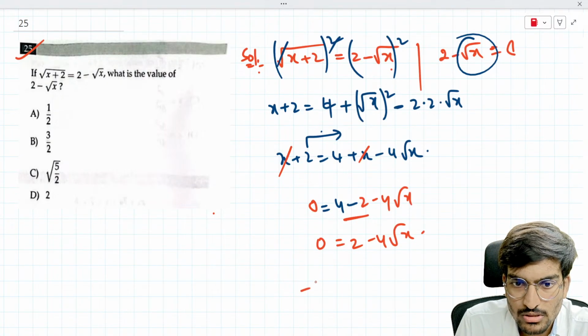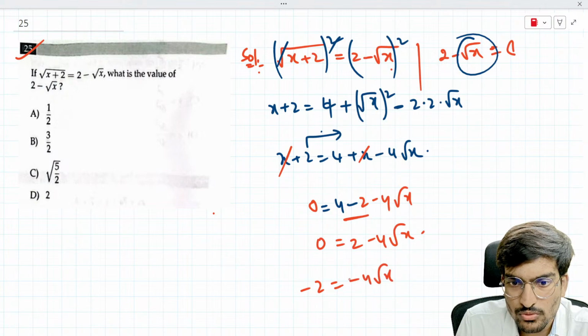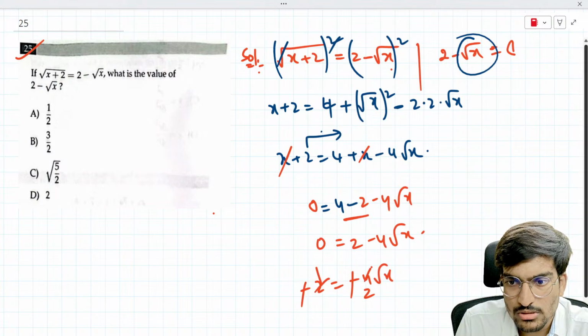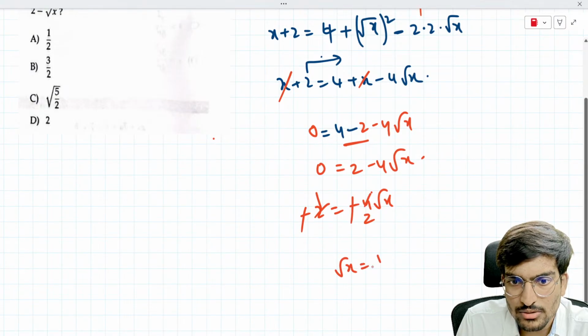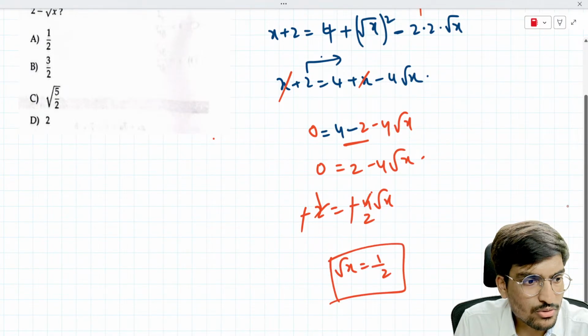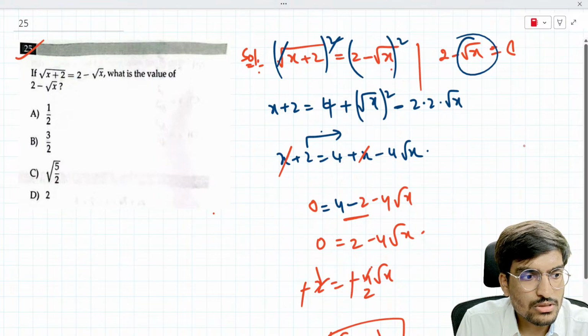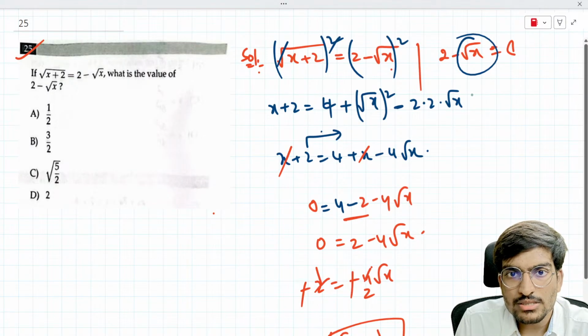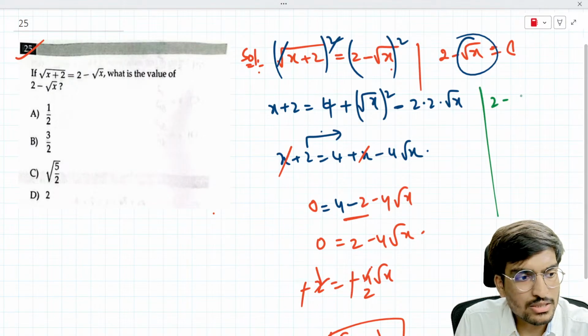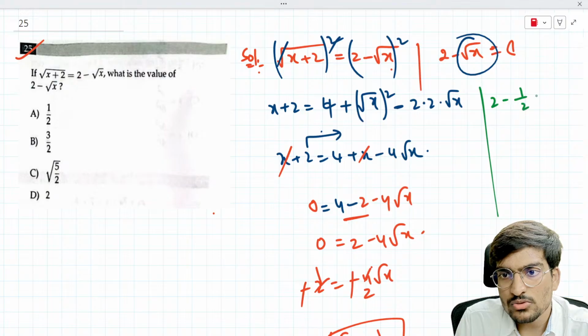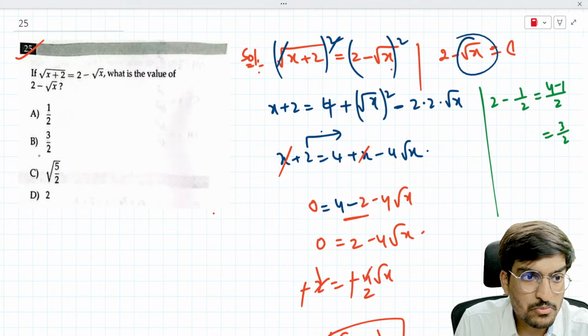So negative 2 equals negative 4 root x. This is done: 2 ones, 2 twos. So root x directly equals 1 by 2. We got root x value is 1 by 2. So let's see, on substituting, 2 minus root x, where root x is 1 by 2, equals how much? 2 minus 1 by 2, which is 3 by 2, which is option B.